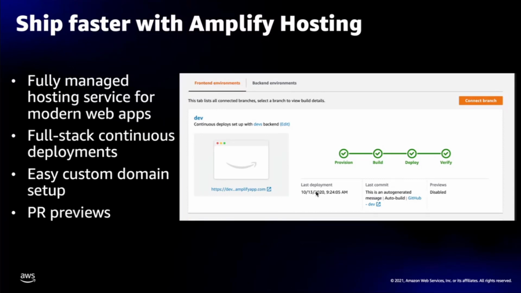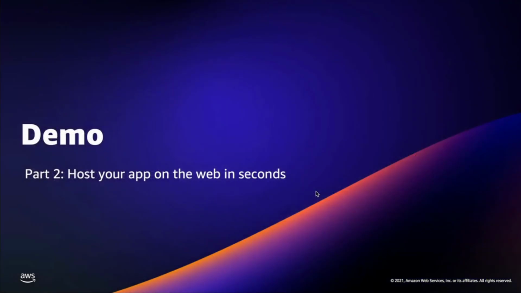We also provide a full stack continuous deployment mechanism that is completely based on Git, right? So if you just connect your GitHub repository, we're going to pick up any new changes and then automatically deploy them, and it has many other features like custom domain setups, PR previews, password protection as well, and just really helps you get your app out there to your customers faster. Now, let's see how we're actually going to do that, right?